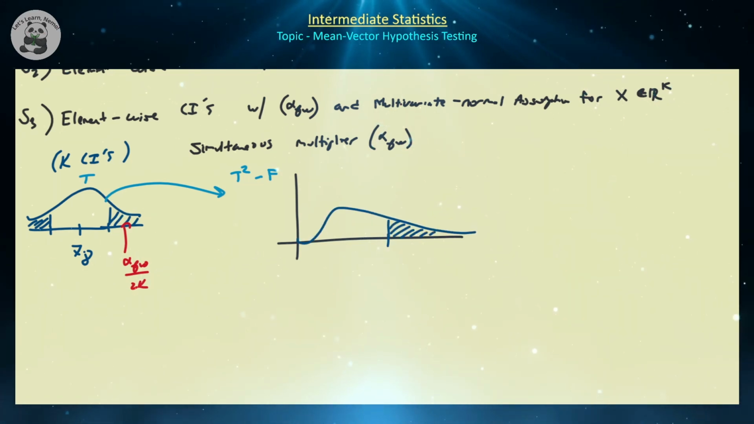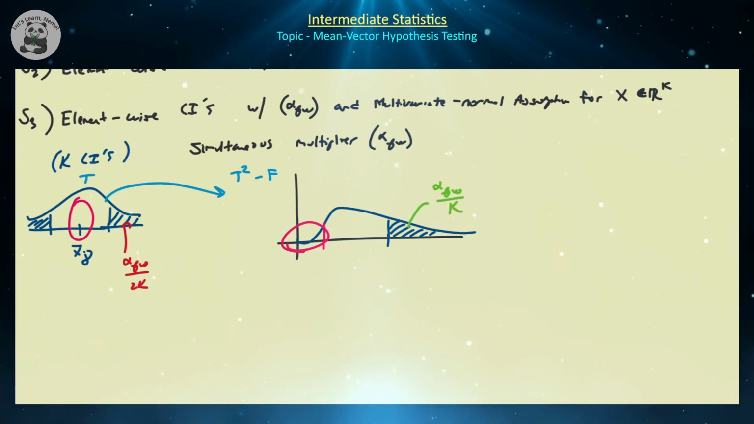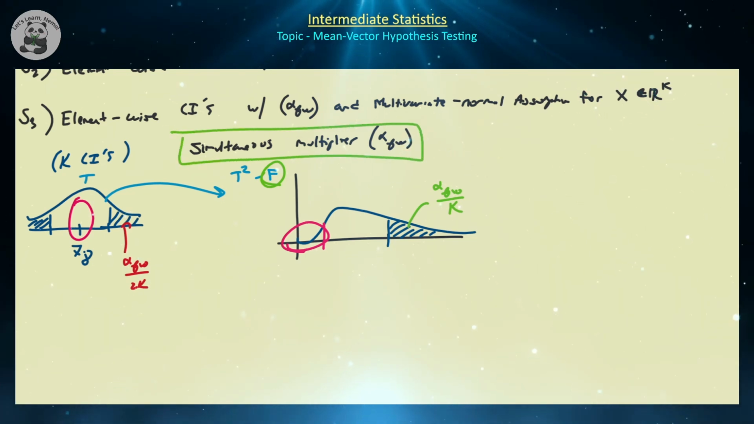That is, our two tails are going to be merged into a one right-tailed distribution because we know that these values are going to be mapped in this realm, right? So now this is going to be associated to an alpha FW divided by K level, and this is going to be associated to an F distribution. So this is what motivates the idea of a simultaneous multiplier.